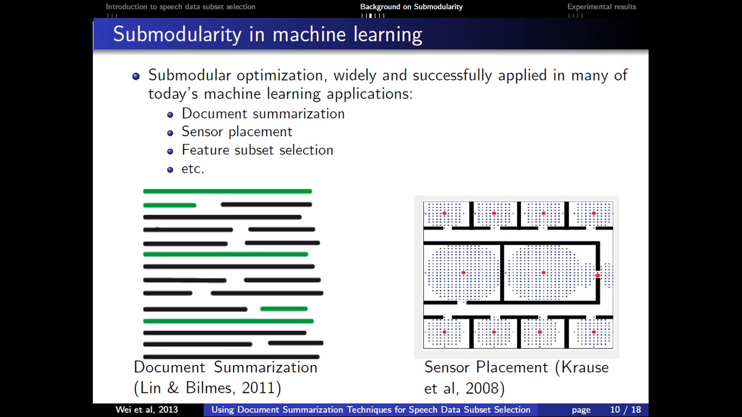And not just because of the diminishing return property that captures the saturation effect of the gain performance curve of many of today's large-scale speech recognition systems, but also submodularity makes the discrete optimization tractable. And that's the key reason why it's widely used in many of today's machine learning applications like document summarization, sensor placement, and also feature subset selection.